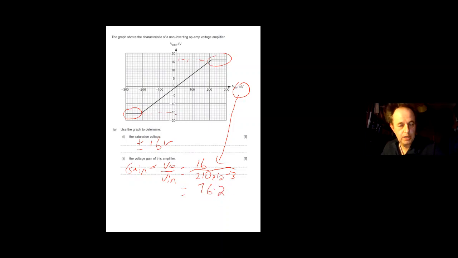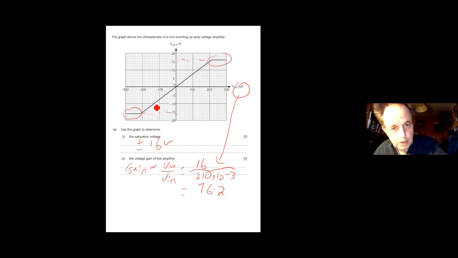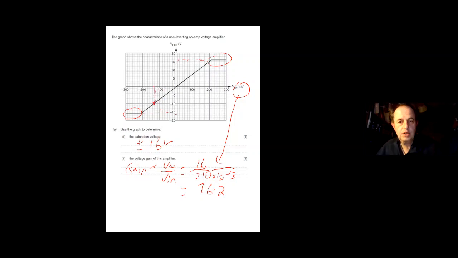Now remember, in this one, it is a positive non-inverting. So negative gives you a negative, positive gives you a positive, right? So it is just 76.2. You could use any other part of the graph. For example, you could use that point. Okay, so you'd use the 10 volts and look to see what the input value is. Okay, and you could use those values as well if you wanted to.